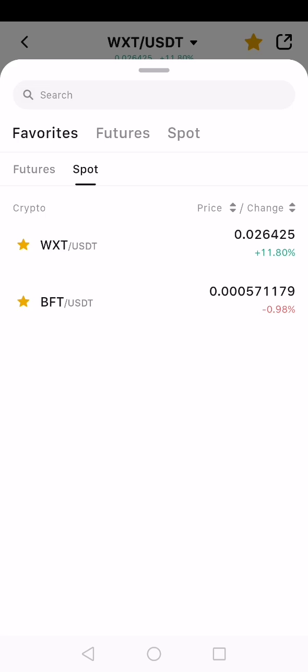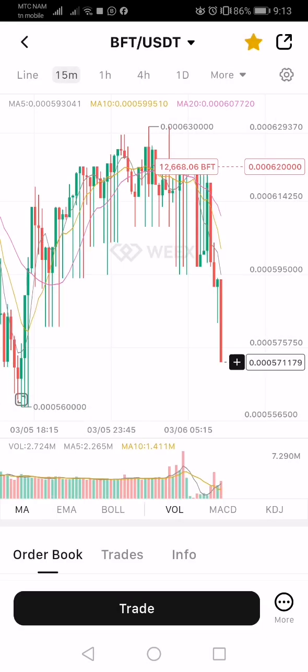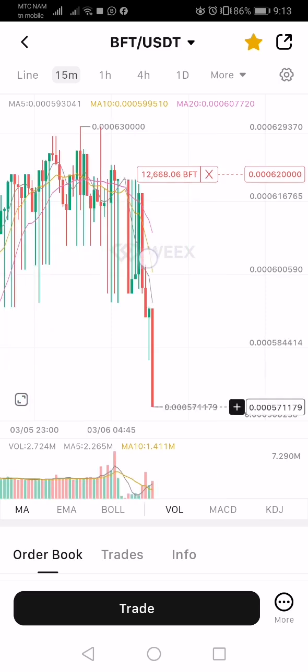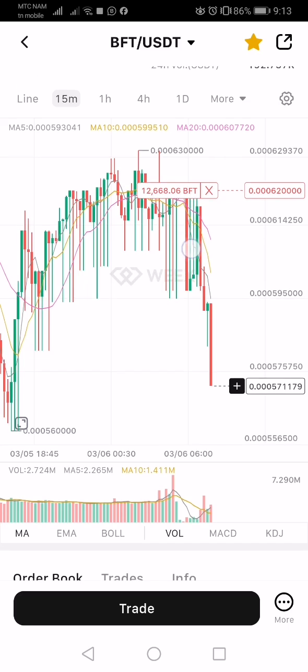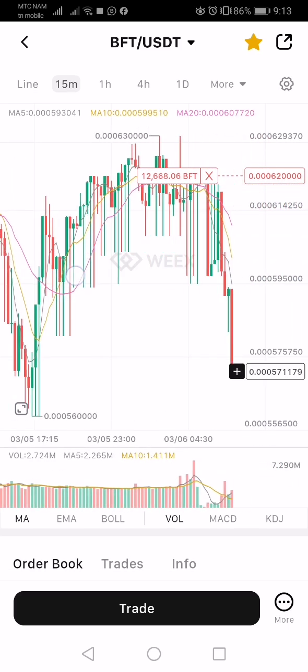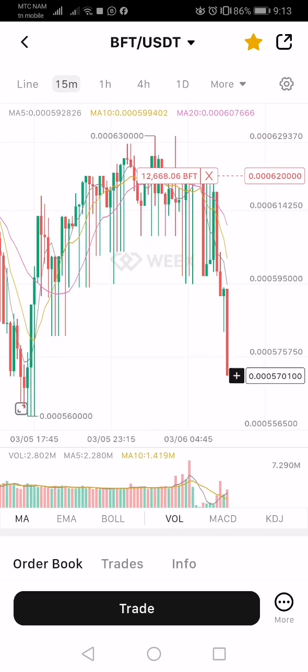Currently I'm busy scalping BFT on this platform. Let's go to BFT. If you go to BFT, you see where the box is. I've set out my take profit there. I entered early this morning, so I just set out my take profit there. I'm waiting for the market to retrace back to that area so that I can take my profit.